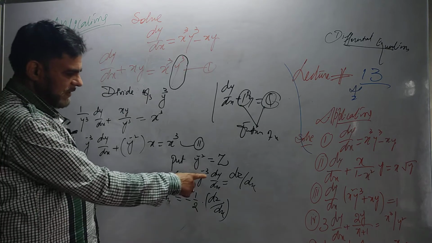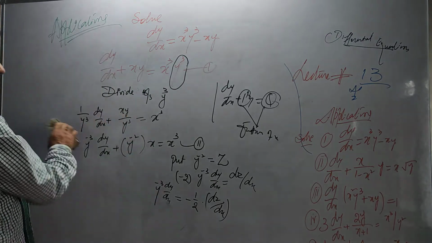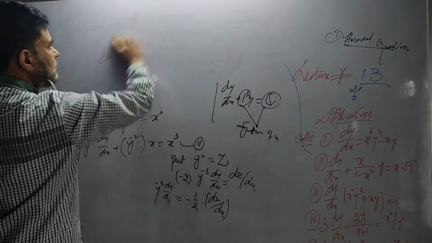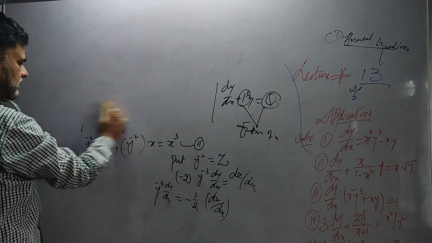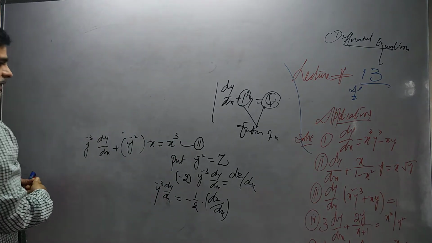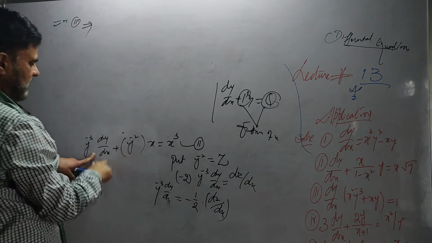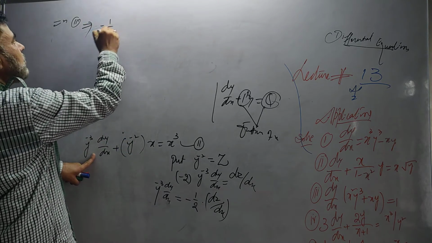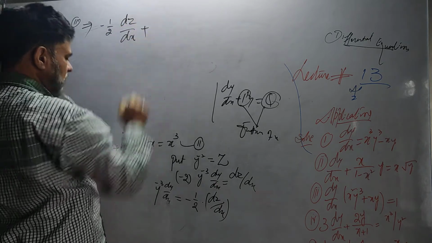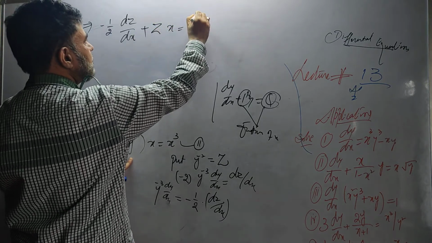So I have got y raised to the power minus 3 dy by dx is minus 1 by 2 dz by dx. The second equation reduces to, equation number 2 implies y cube minus dy by dx, it is minus 1 by 2 dz by dx, then plus y raised to the power minus 2, you have put it z, x is equal to x cube.